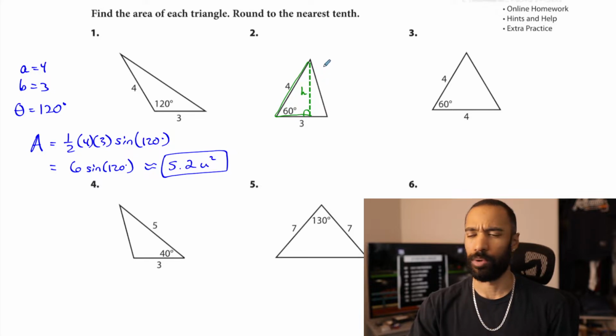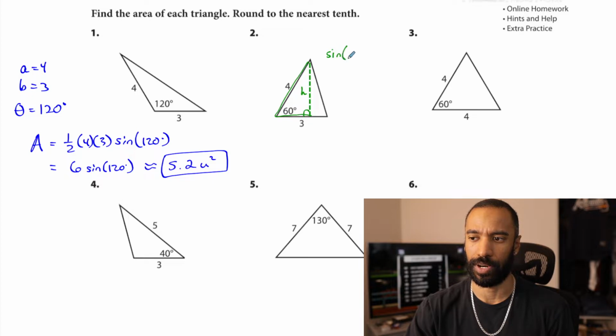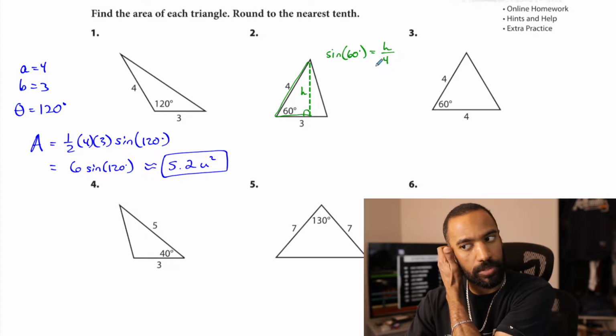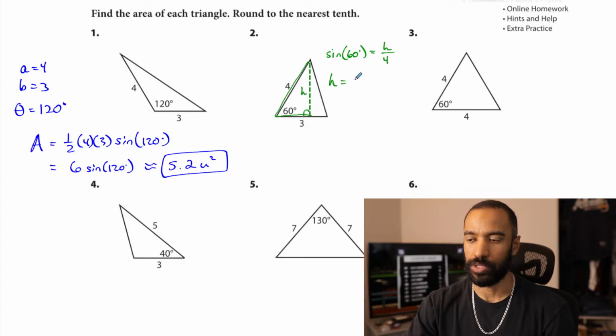So a setup you could do, if you don't remember your formula, if you're uncertain how that works, you could go ahead and say that the sine of 60 degrees, the sine of 60 is opposite over hypotenuse. That would be h over 4. And if you multiply both sides by 4, you would get h equals 4 times the sine of 60 degrees.